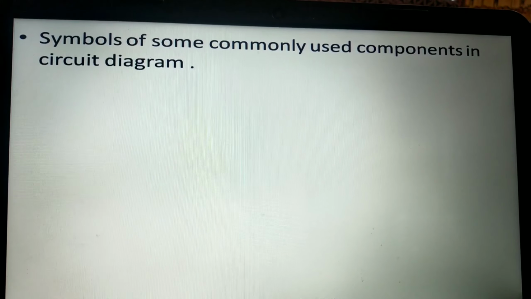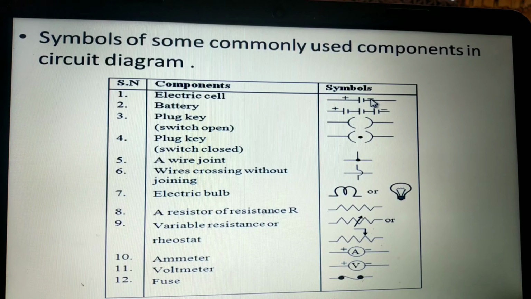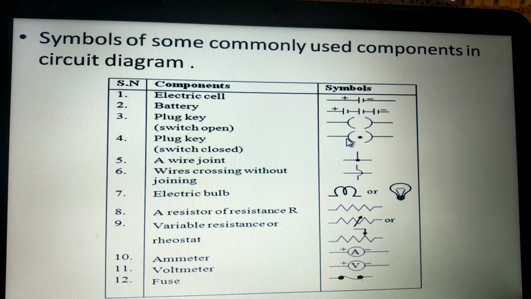Now we will see symbols of some commonly used components in circuit diagrams. The first one is the electric cell. This is the positive terminal of the electric cell and this one is the negative. When more than one electric cell are connected together in series, it forms a battery. So our second diagram is of a battery. Now the third one is the switch open. When the switch is open, the electric current will not pass. When the switch is closed, the electric current will pass.